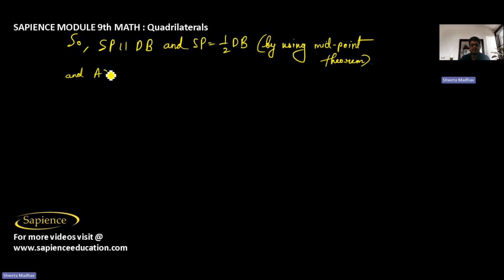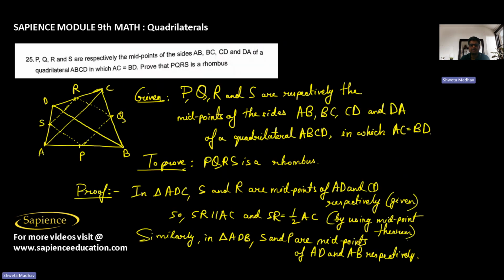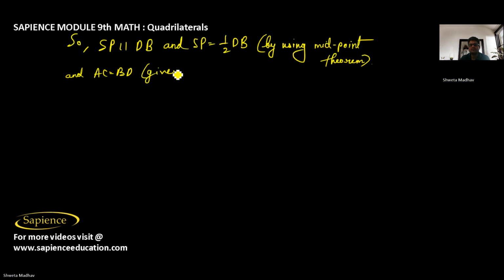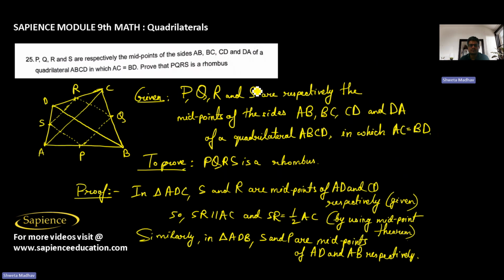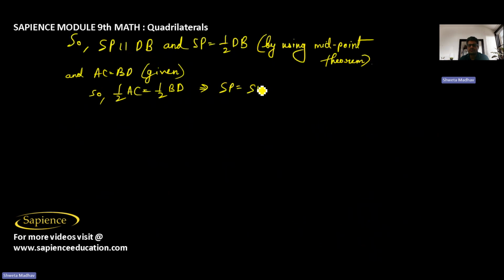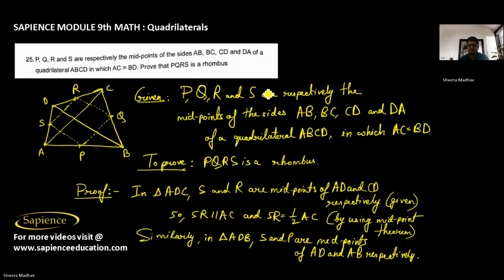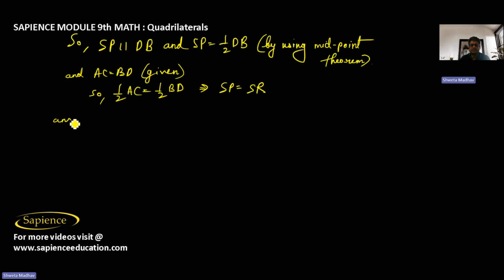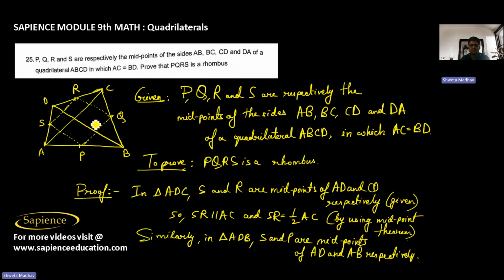And also AC is equal to BD, which is given. So I can say that half of AC is equal to half of BD. Hence, SP equals SR.